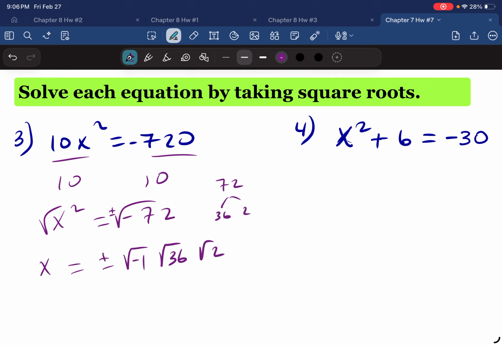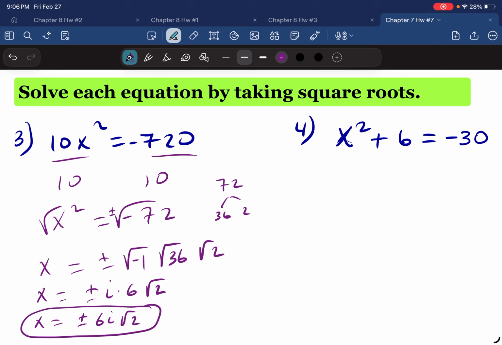Okay, so here you get x equal to plus or minus, the square root of negative 1 is i, the square root of 36 is 6, and then bring down the square root of 2. So your final answer is plus or minus 6i square root of 2. And that's the answer right there.